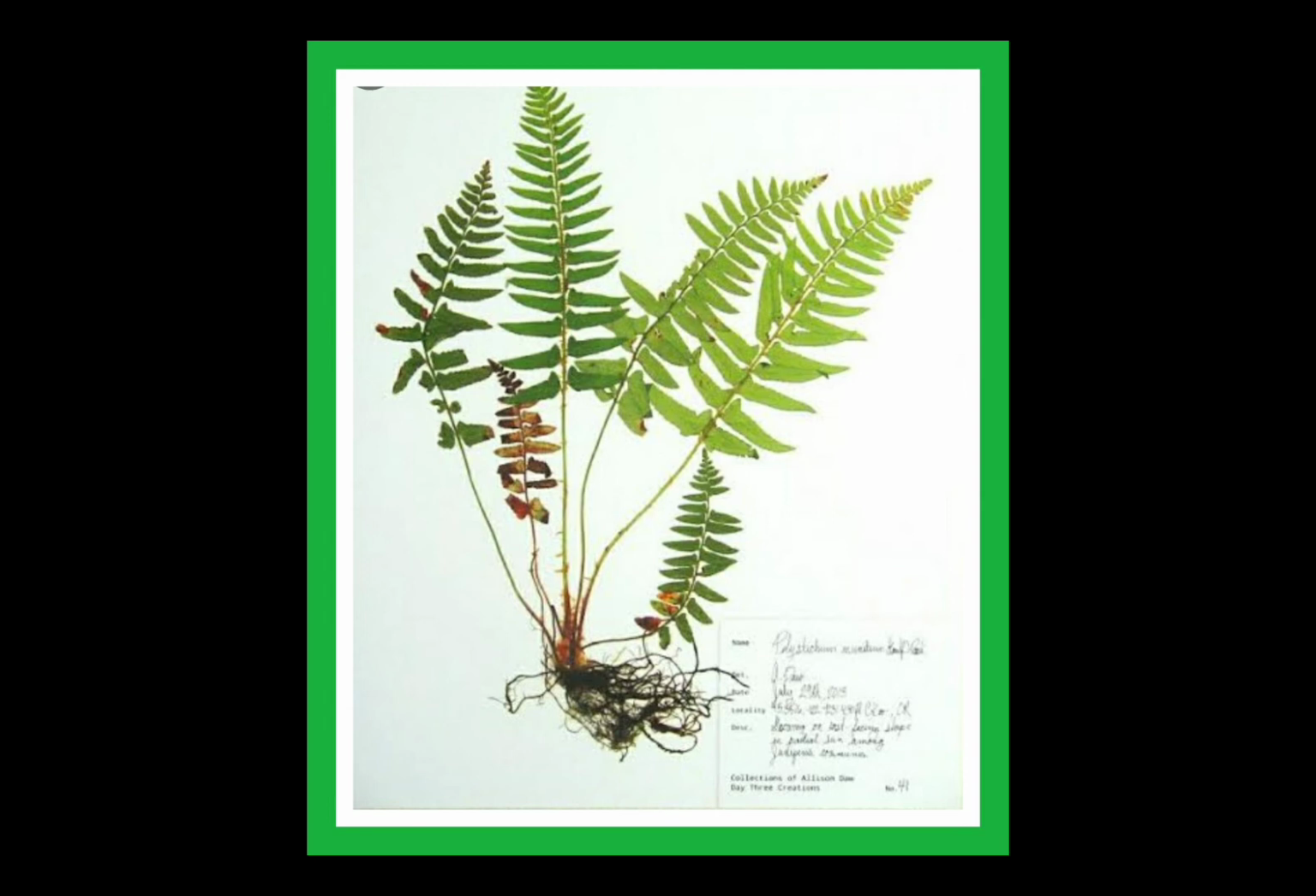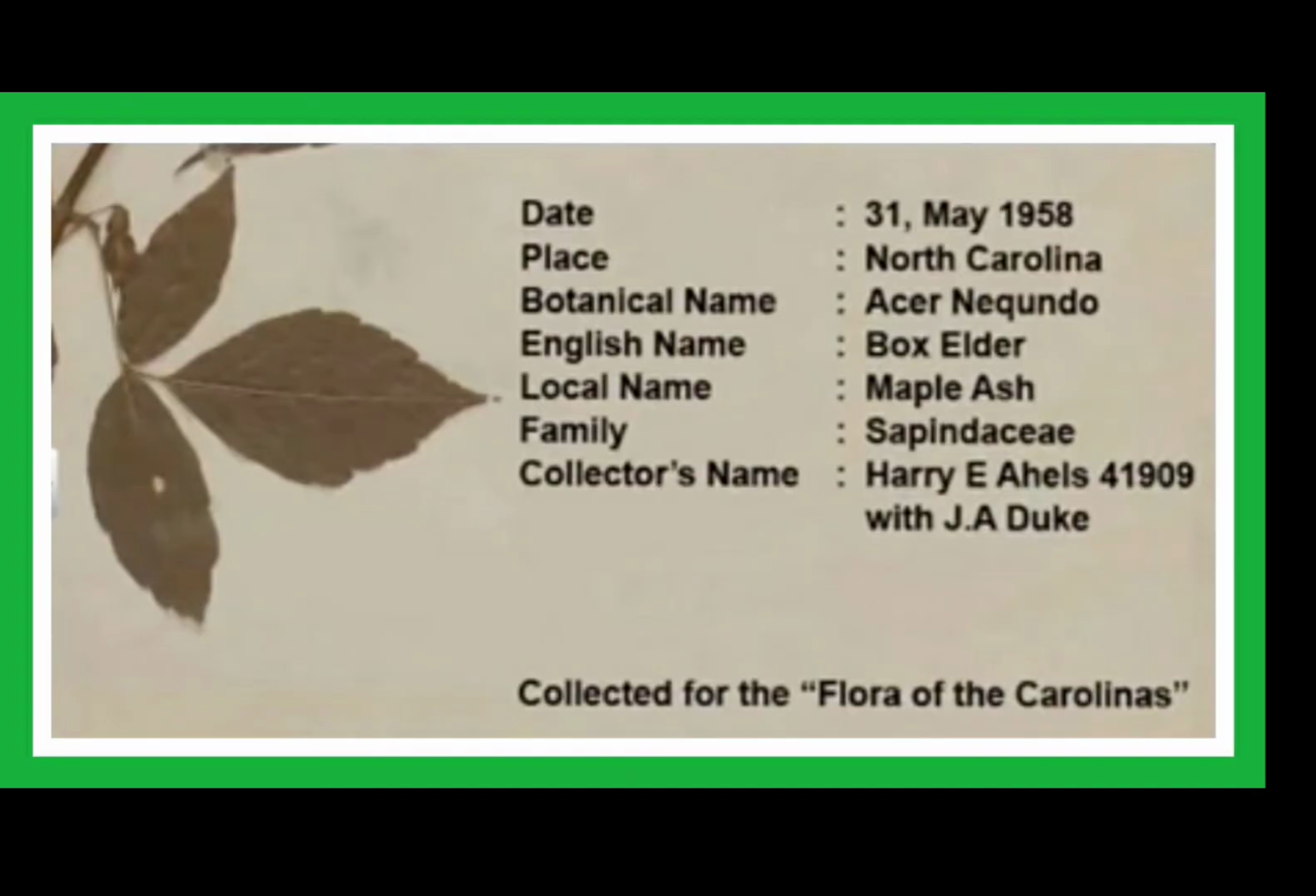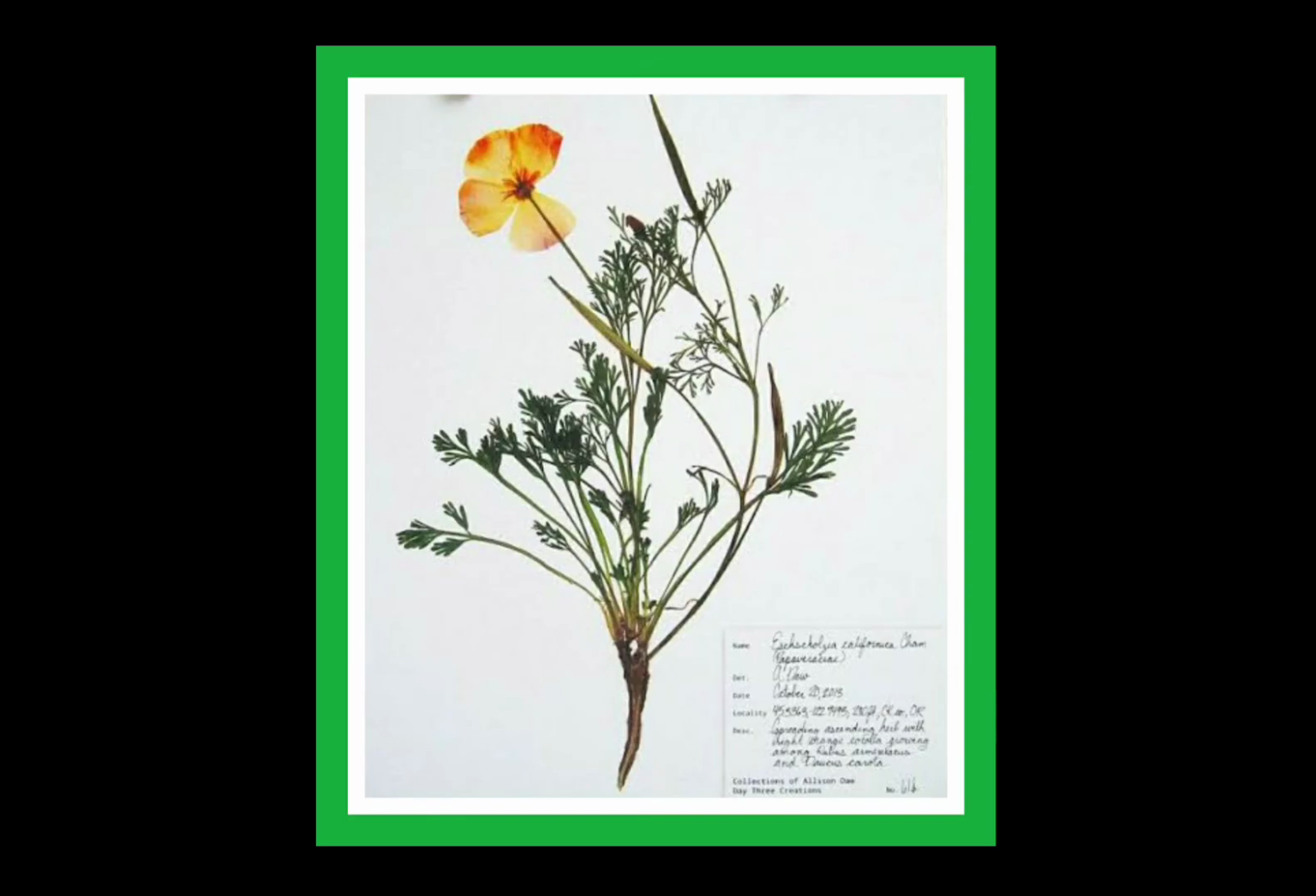The bottom part of the herbarium sheet shows the information. It has all the information like date of collection, place of collection, area of collection, then its botanical name, English name, local name, which family it belongs to, and the collector's name. All the information is provided on the rightmost corner of the herbarium sheet. Here is a beautiful herbarium sheet. We can see here the flower, fruit, seed, every part has been covered nicely.